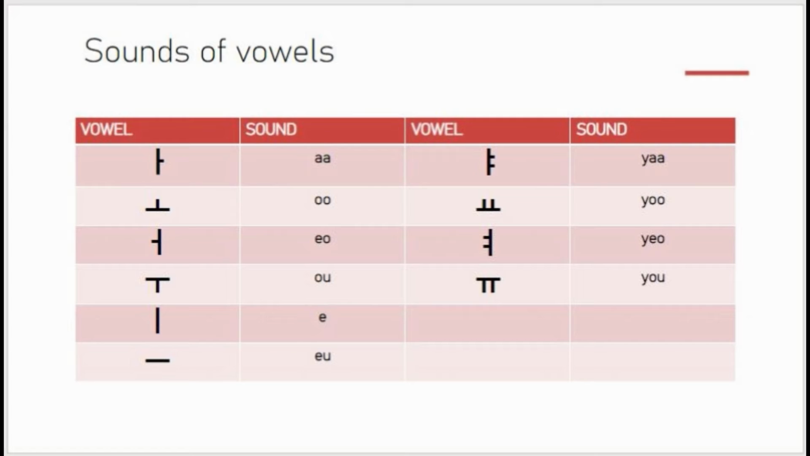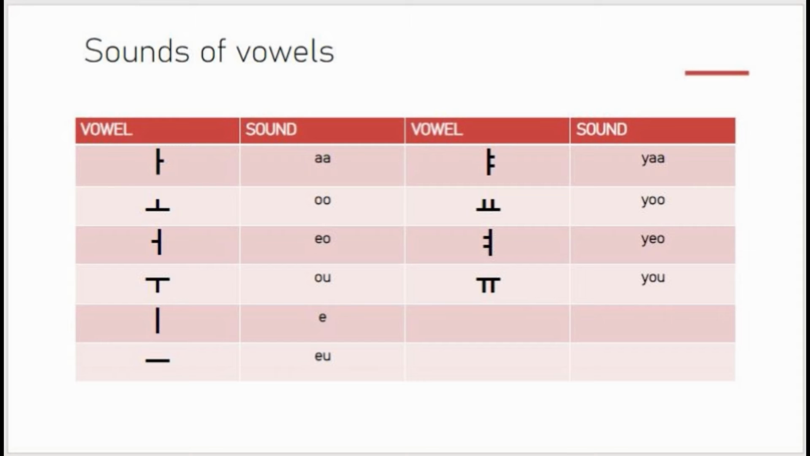The second vowel is eo. It has a laying line and a vertical line to the sky. It sounds like eo. Similarly, the third vowel is a standing line with a cross line at left, and it sounds like o. And a laying line with a line at its bottom sounds like u. A standing line alone gives the sound of i, and a laying line alone gives the sound of eu.